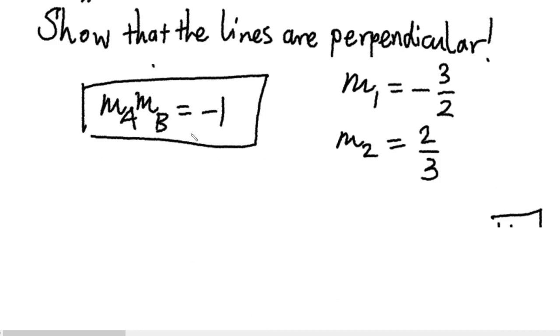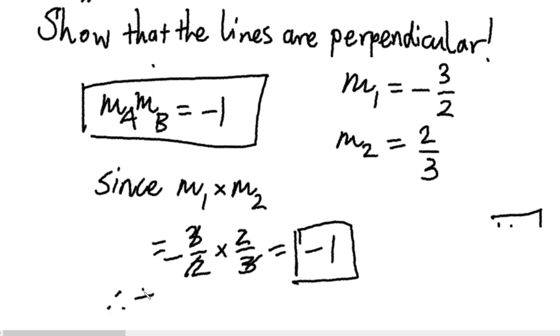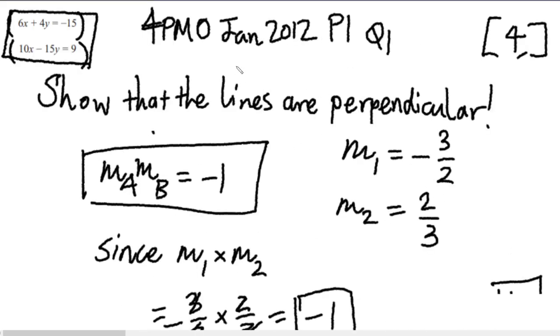So ma times mb must be minus 1, so let's try it. Since the first gradient multiplied by the second gradient is equal to minus 3 over 2 times 2 over 3, and the 3's cancel out and the 2's cancel out, it is equal to minus 1. Therefore, the two lines are perpendicular. And that is how you would do this question.